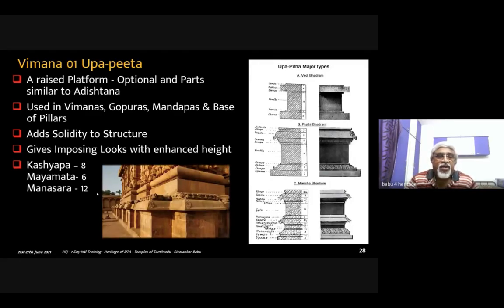Kashyapa talks about 8 varieties, Mayamata 6 varieties, Manasara, the later period, talks about 12 varieties. So Mayamata is the oldest one, then Kashyapa and Manasara. As the agamas and building technology develop, you can see more and more varieties and more complexities. Basically, this contains components that are similar to the Adhisthana, which is the next part. So we will see the components there, and we can come back and see how the Upapita looks.